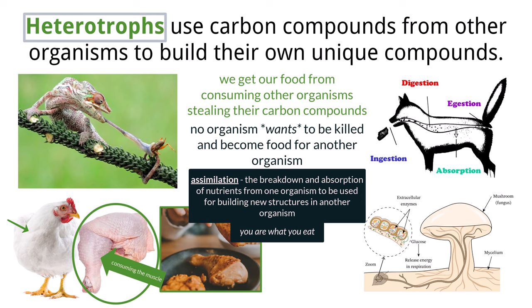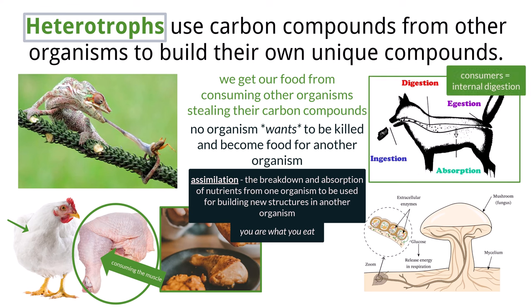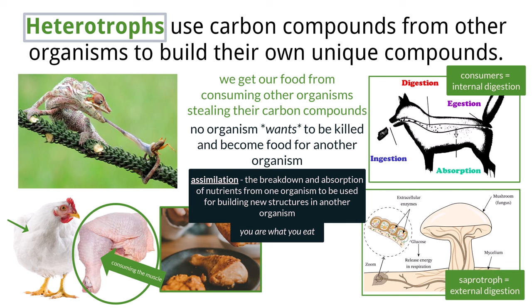Heterotrophs are classified by the ways they digest food, which can be done internally or externally. Consumers, like us, digest their food and break it down internally before it is absorbed into their cells. And other organisms, called saprotrophs, secrete enzymes onto their food to break it down externally and then absorb those products. Examples of saprotrophs are bacteria and fungi, which are decomposers.